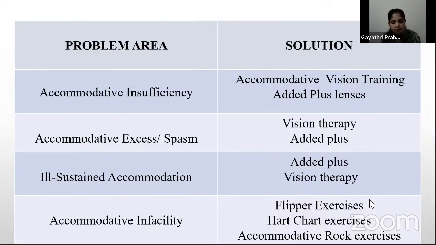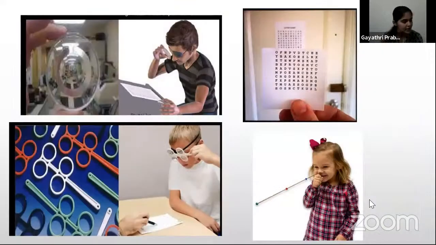So in those kind of patients, you can think of giving flipper exercises. Depending on the age of the patient, you could use somewhere between +/-1 to +/-2. You could give Hart chart exercises. These are the simplest ones. Or you could also do accommodative Brock string kind of exercises. So these are the exercises that I have mentioned to you just now.